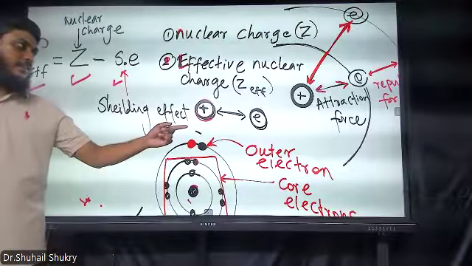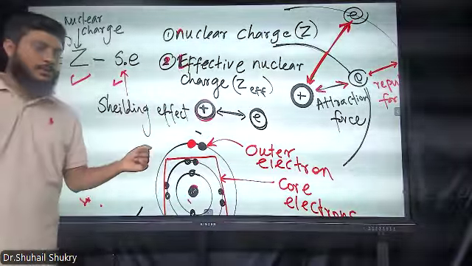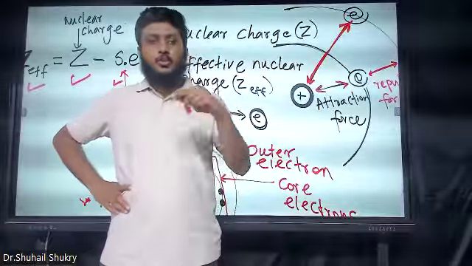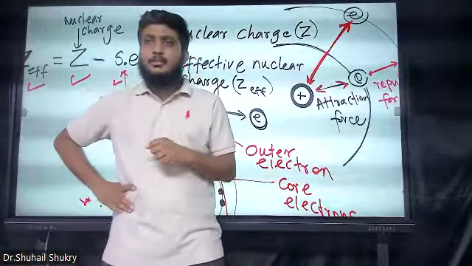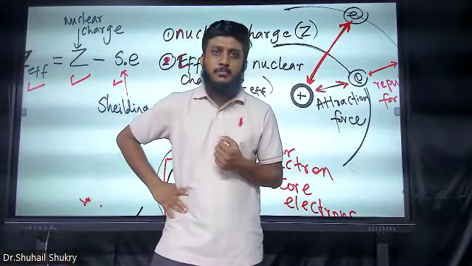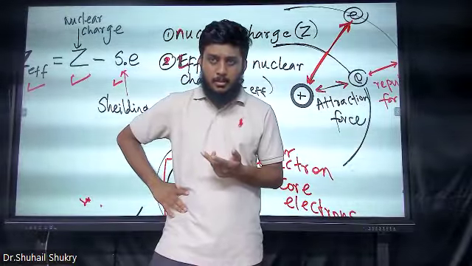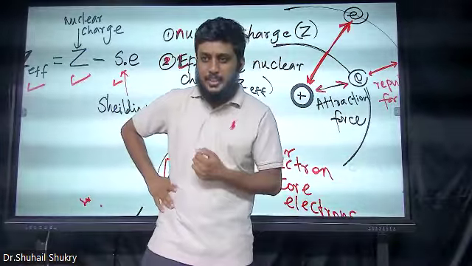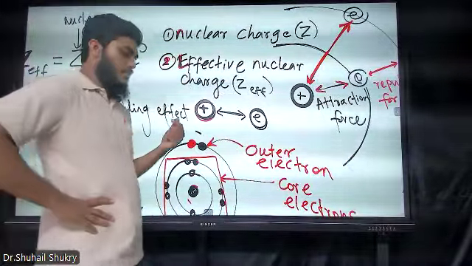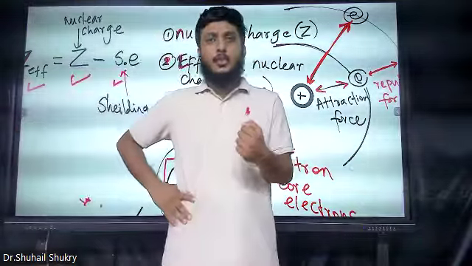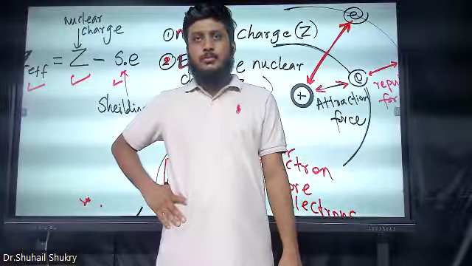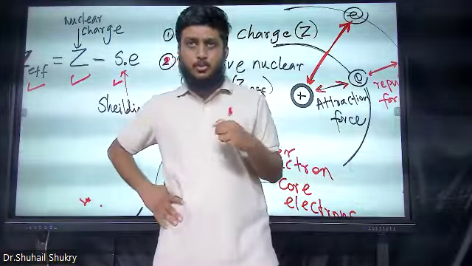So, is the effective nuclear charge always lower than the nuclear charge? What can you tell about that? Yes or no? Yes, it is always. The effective nuclear charge faced by an electron is always lesser than the actual nuclear charge. Most of the time it is true. So, in which instances is it not true?